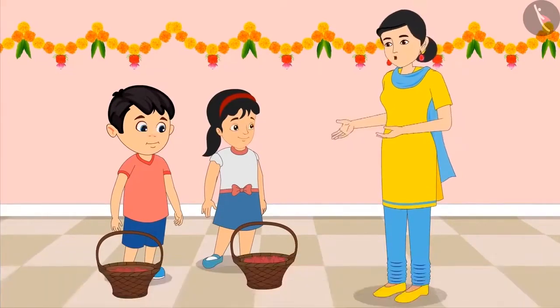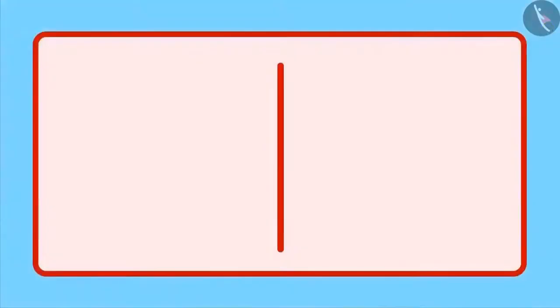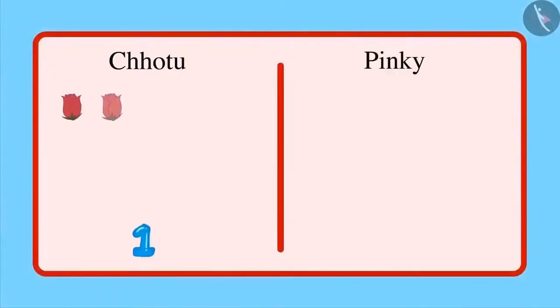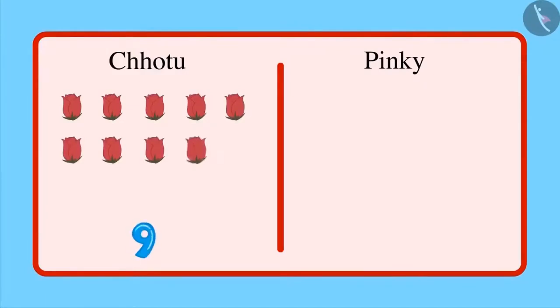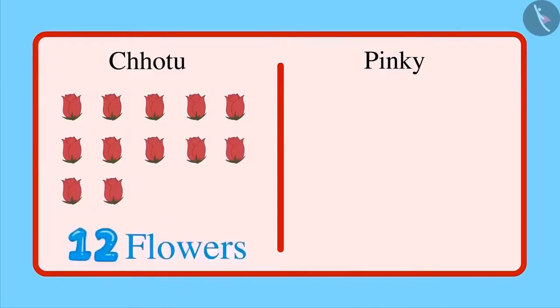First, let's see how many flowers Chotu has brought. These are 1, 2, 3, 4, 5, 6, 7, 8, 9, 10, 11, and 12 flowers. That means Chotu has brought 12 flowers.